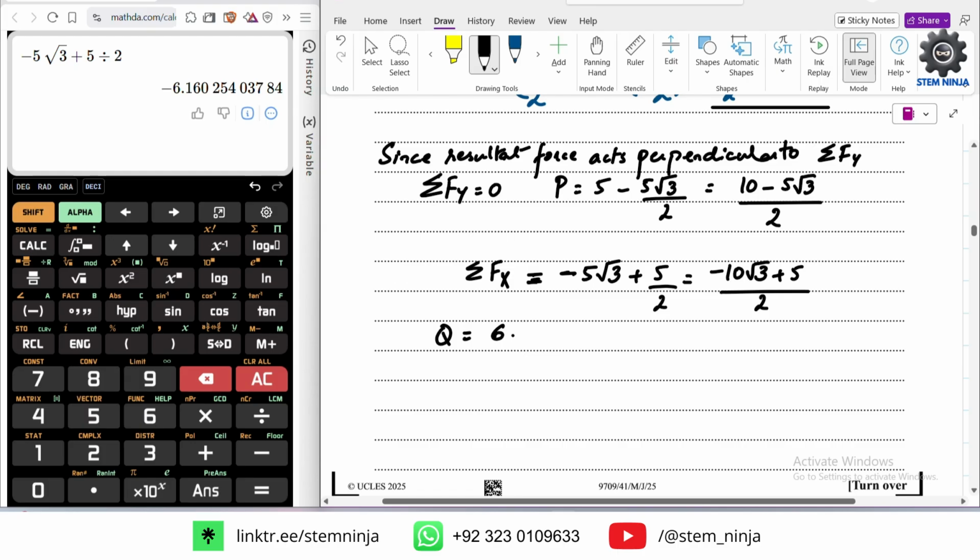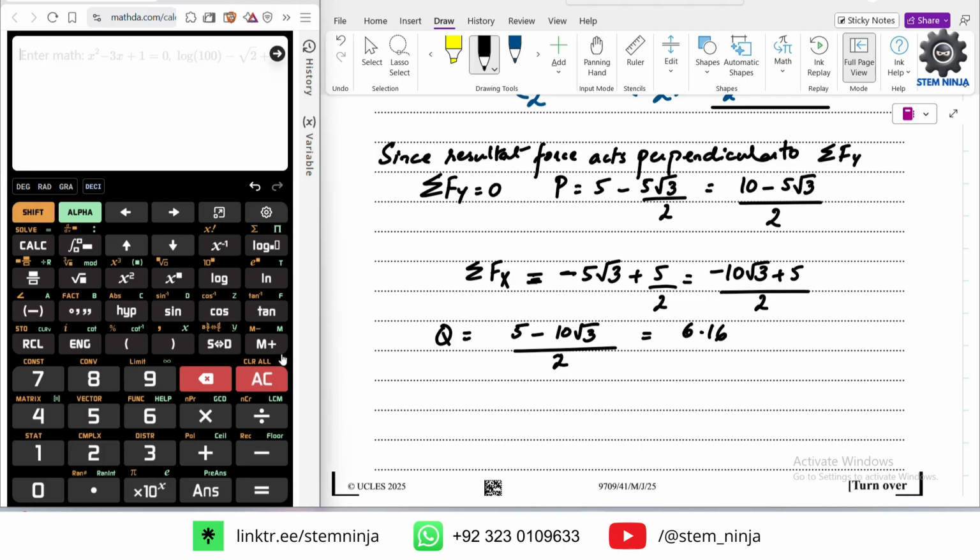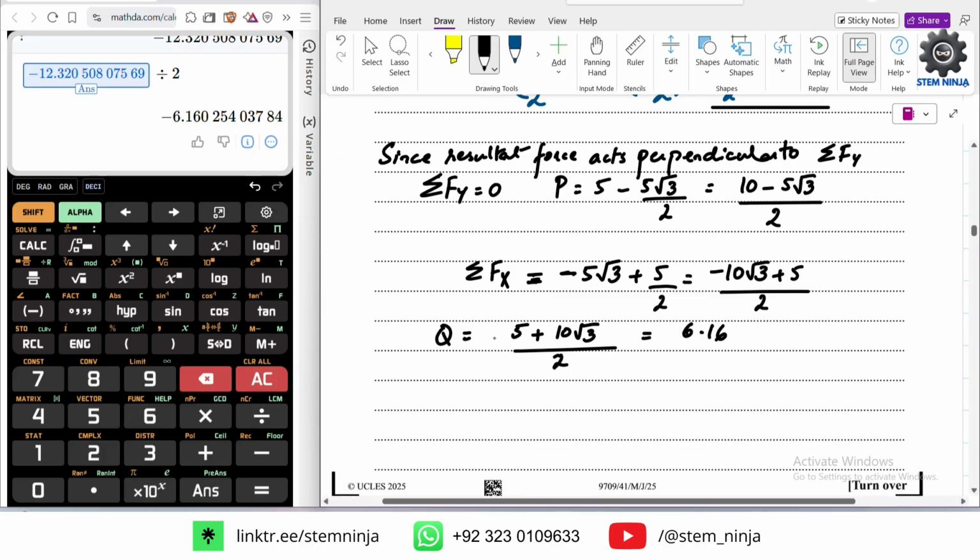so that is 6.16. Actually we could do the negative thing also, like (5 minus 10 root 3) divided by 2, or 6.16. Right, so this is also what we can do. Just to confirm that that's what we had. 5 minus 10 root 3 divided by 2. Sorry, that was the same thing. Minus 5. That's what we actually needed to do.